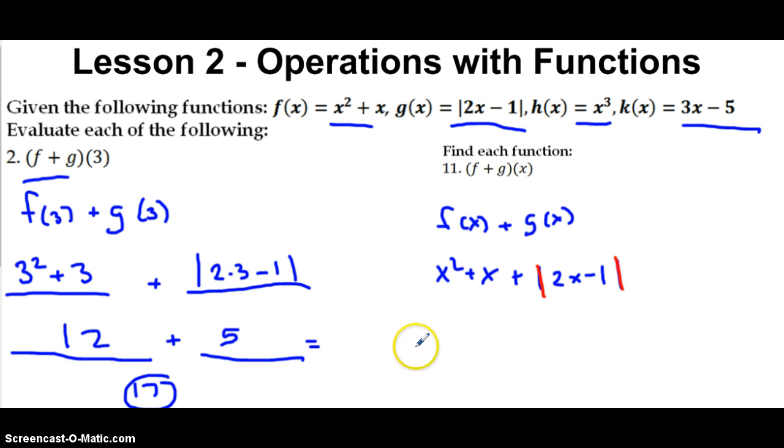If I added these two functions, I would say that the f plus the g of x is equal to x squared plus x plus the absolute value of 2x minus 1. That's it. The only difference is when you guys do this, look for if you can combine like terms.